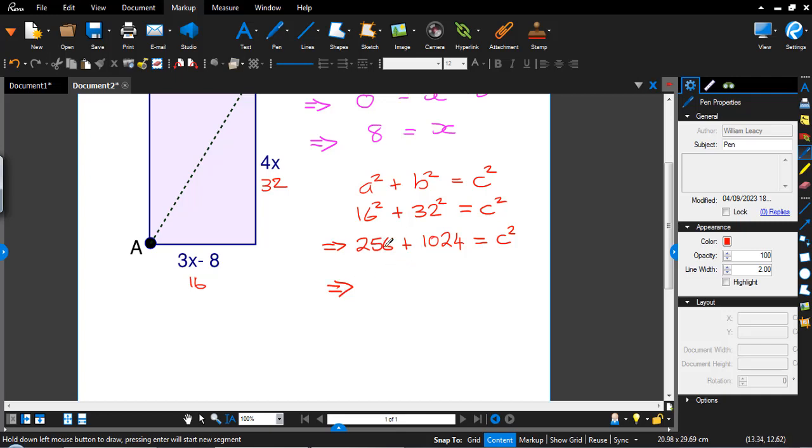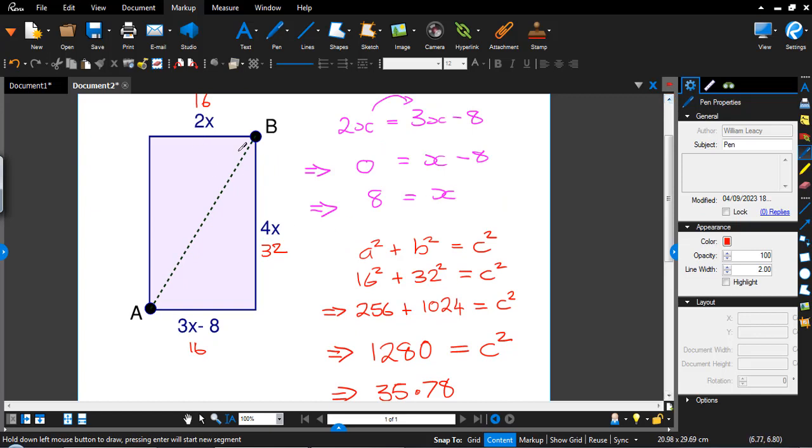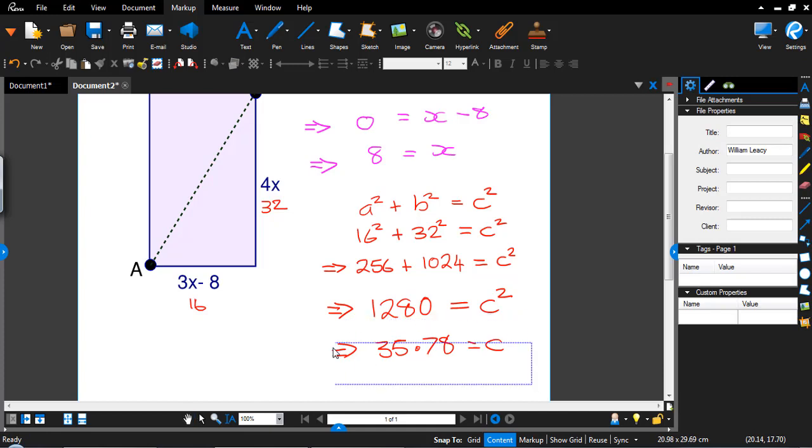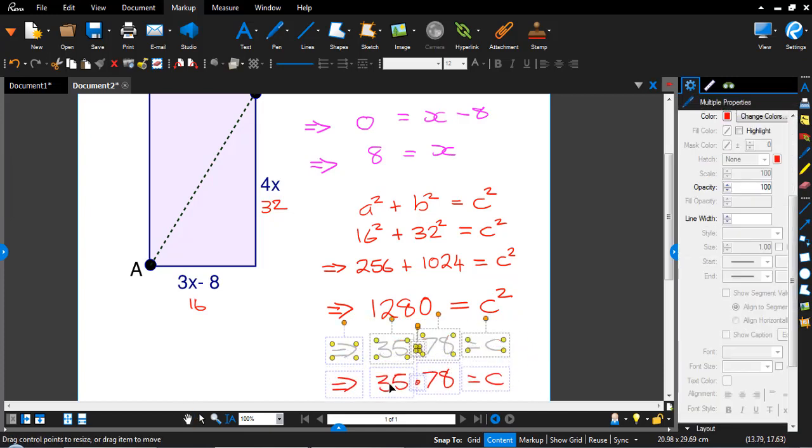Anyway, that plus that, well, 256 plus 1,024 is 1,280, so you add them together and you get 1,280. I think I remember from class today, I don't have a calculator with me, somebody said that was 35 to 2 decimal places, 35.78. Correct me if I'm wrong, but that's what I remember. We've no units here, so that's it. Equal to c, because c is obviously the square root.